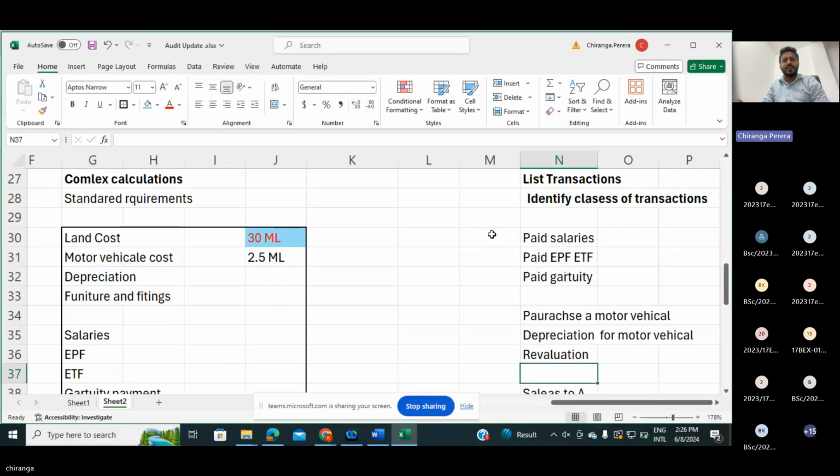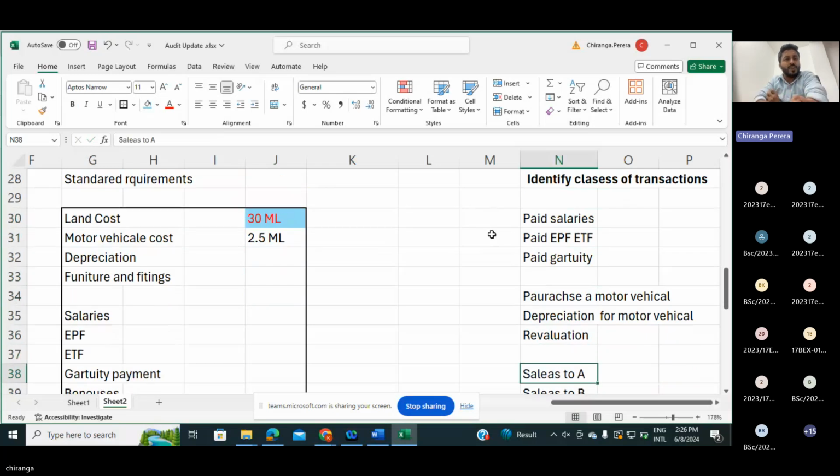To identify classes, what do we have to do? We need to identify the similarities of the transactions, right?